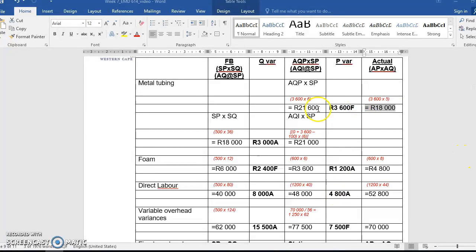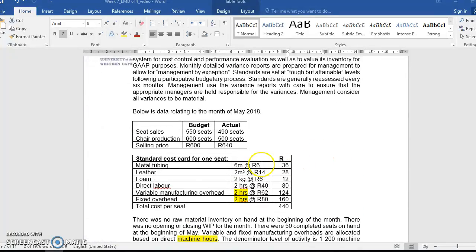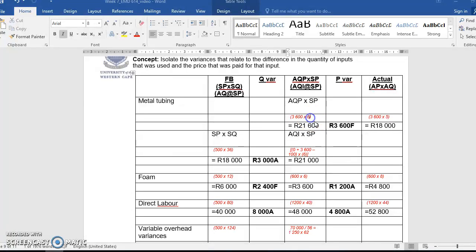Then the middle column is the actual quantity purchased times the standard price. So in other words, it's still the 3,600, but the standard price per meter is not the 5 Rand, that's the actual price per meter. The standard price per meter for metal tubing is 6 Rand per meter. So then you're going to say 3,600 times 6, which gives you 21,600, and now you take the difference between these two columns, and that gives you 3,600. Okay, so 21,600 and 18,000, the difference is 3,600. Why do we say it's favorable? Because we actually paid less per meter than what we budgeted, and from a cost perspective, that's good, that's favorable. You want to pay less than what you budgeted, so that's favorable.